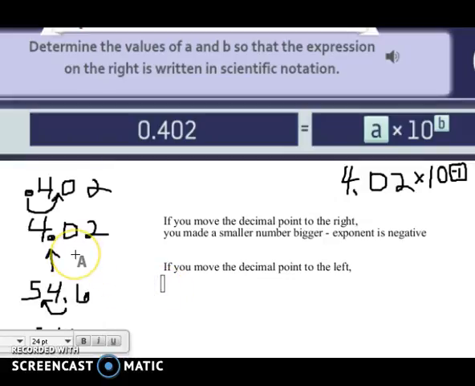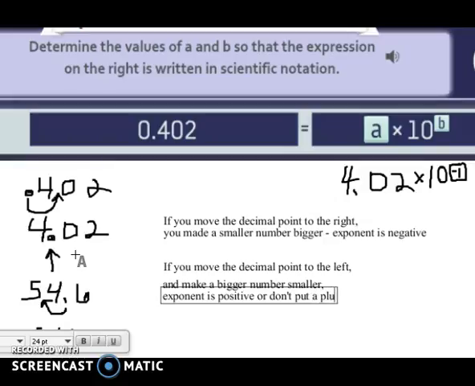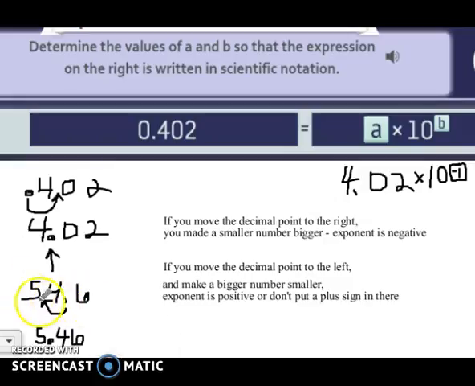So if you move the decimal point to the left and make a bigger number smaller, the exponent is positive, and you don't need to put a plus sign in there. Okay? So to create this number and put it into scientific notation, it would be 5.46 times 10 to the first, because I took a bigger number and I made it smaller. 54 is larger than 5.